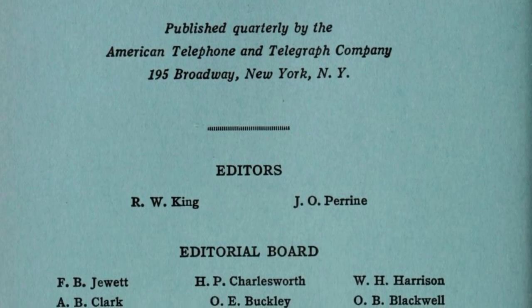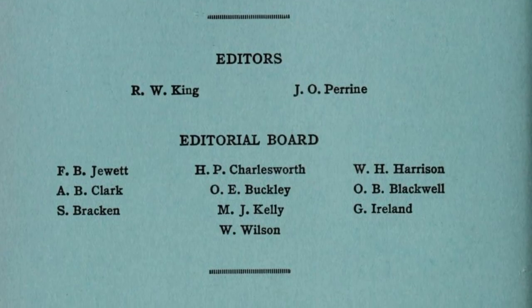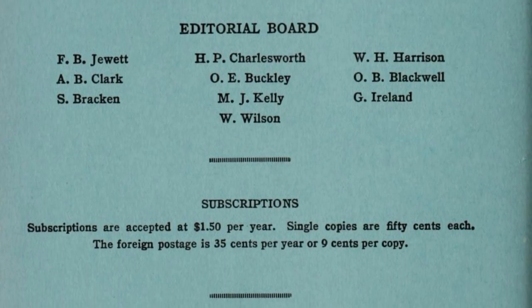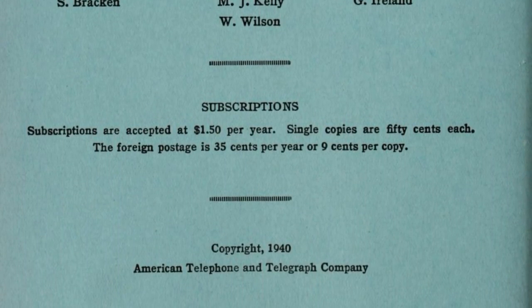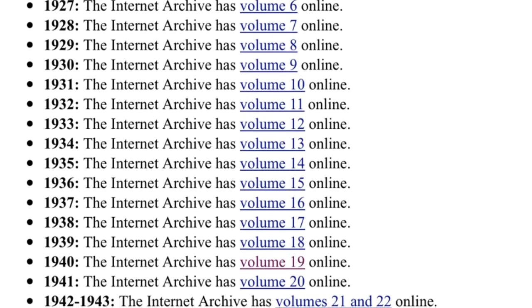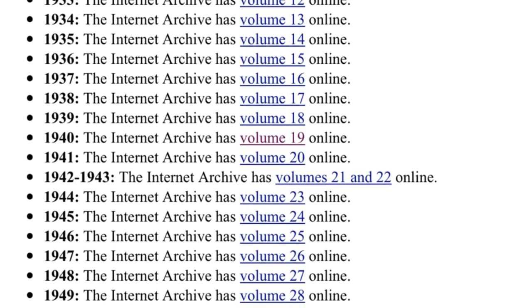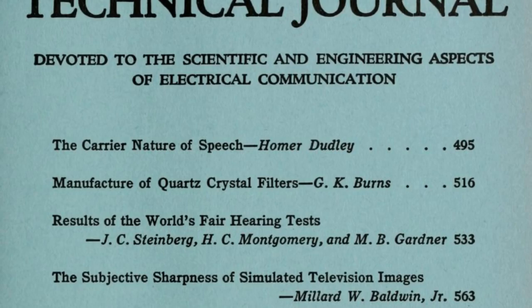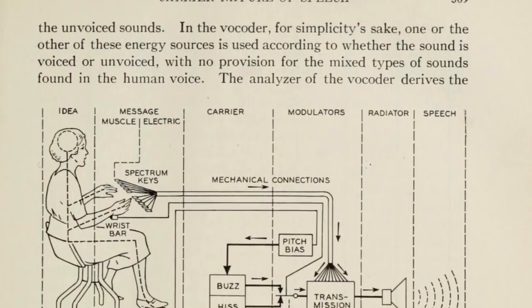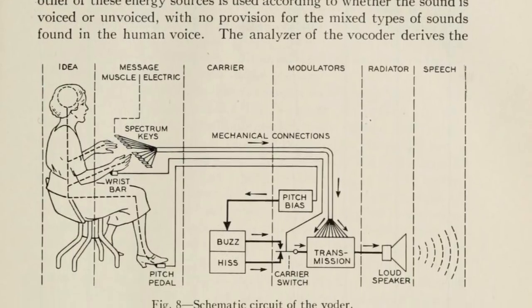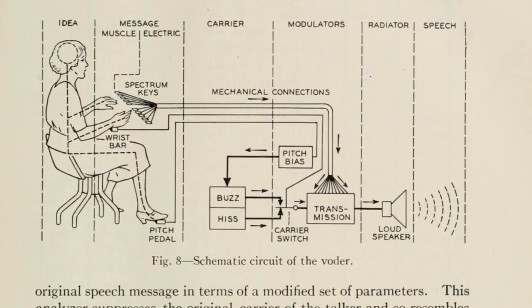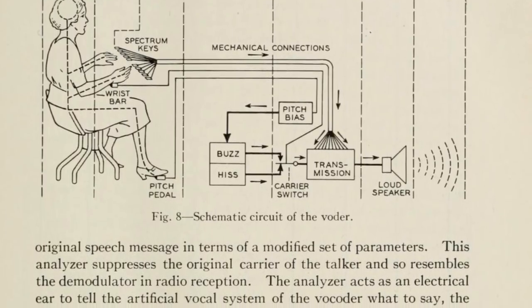Well, the nice thing about this is that I can double check this now, because all the original 36 issues of this $1.50 per year subscription magazine are online. And back in 1940, issue 19 was published, and it had this section called The Carrier Nature of Speech, written by Homer Dudley. And this is the guy who invented the vocoder. And in here, he explains how it works and how you can make it. It's some brilliant stuff. I had a very good read.